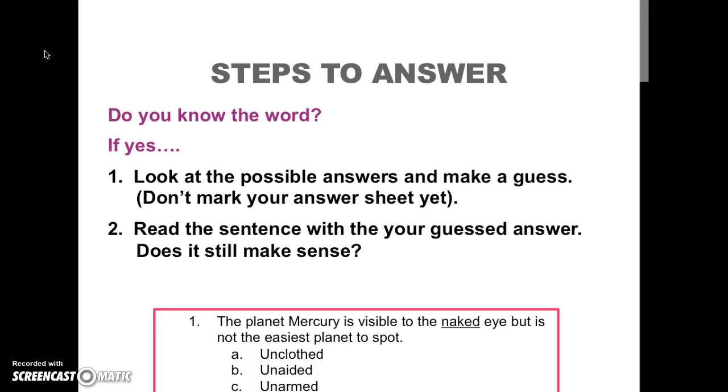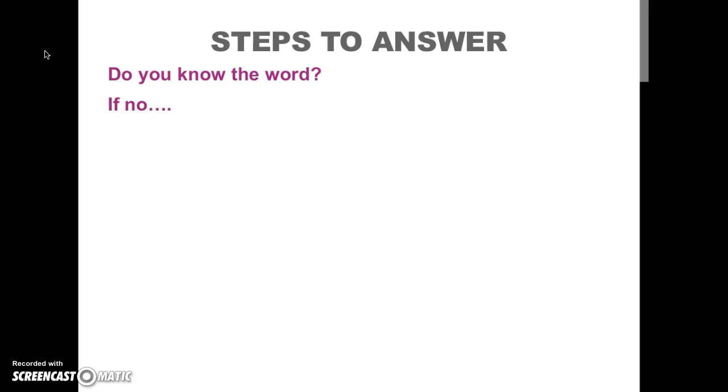Now, number 2. Read the sentence with your guessed answer. The planet Mercury is visible to the unclothed eye, but is not the easiest planet to spot. Does this still make sense? No. Okay, well, if it does make sense, then answer it. But for this question, it does not make sense, so I need to check the other two answers, B, unaided, or C, unarmed. We know B is the correct answer.